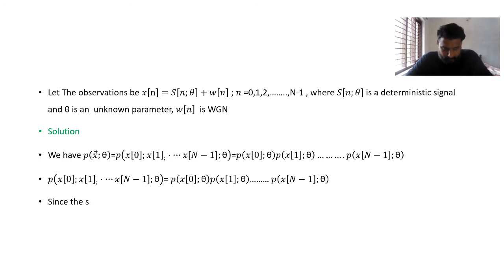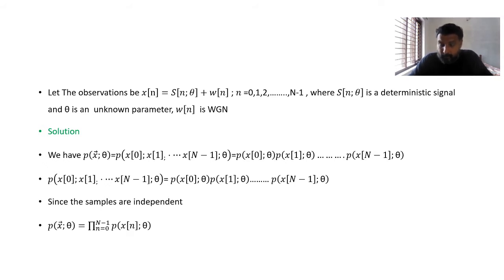Since the samples are independent, I can write this in the form of the product, that is p of x of theta is nothing but capital Pi, n equal to 0 to n minus 1, p of x n of theta, which I can write as Pi n equal to 0 to n minus 1, 1 by root of 2 pi sigma square, e raised to minus 1 by 2 sigma square into x of n minus s of n theta.